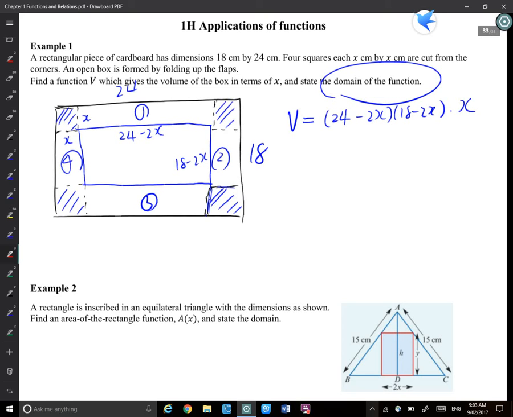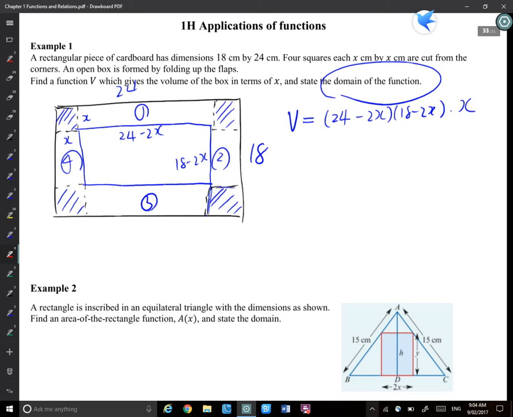Smaller than which value? 12? 9. Okay, so what we need to think about is my length, width, and height all need to be greater than 0. If you only talk about my volume being greater than 0, I can have a negative length, a negative width, and a positive height, and still have a positive volume.